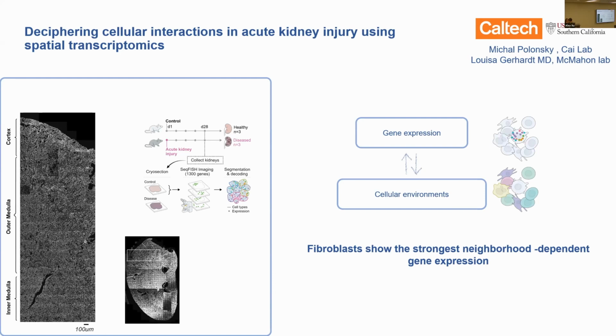I'm Michal from the Chi Lab at Caltech, and I work with Shahab a lot on that neuroblastoma project. I'll share with you a little teaser about a different project together with Louisa from the McMahon Lab at USC, where we used SECFISH to study kidney regeneration. And just briefly, my take-home message is here in this slide. Basically, we're interested in this reciprocality between gene expression and cellular environment. And what I want you to take from this talk is that fibroblasts showed the strongest neighborhood-dependent gene expression patterns.